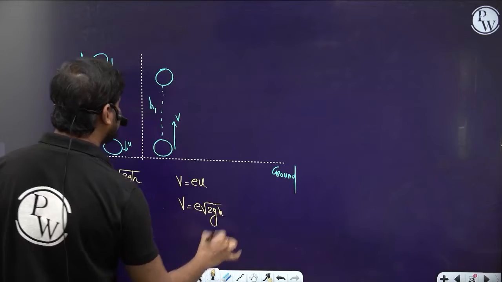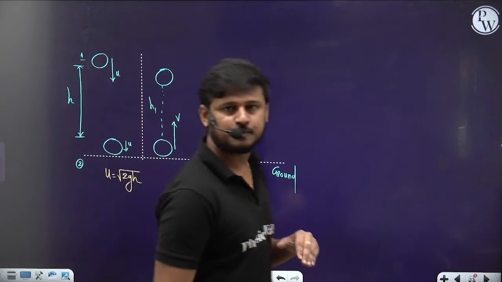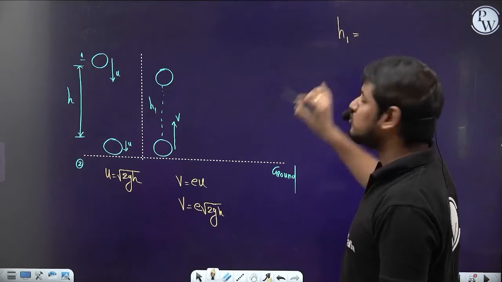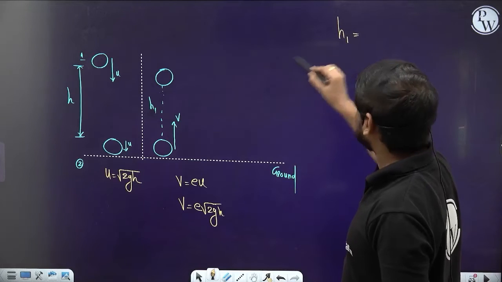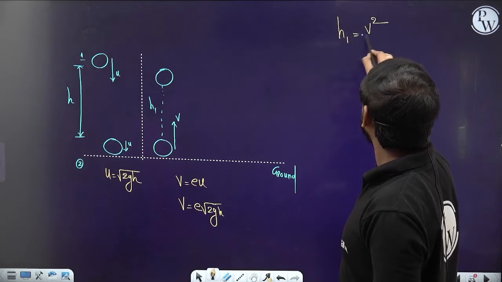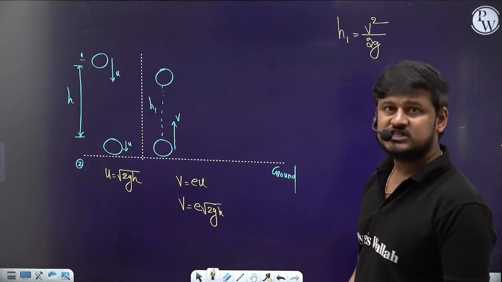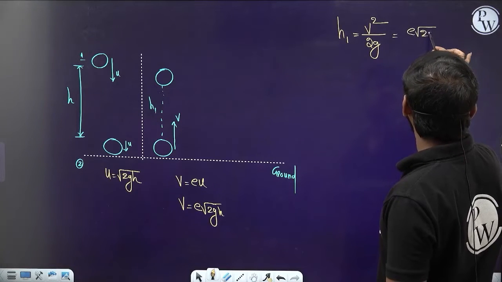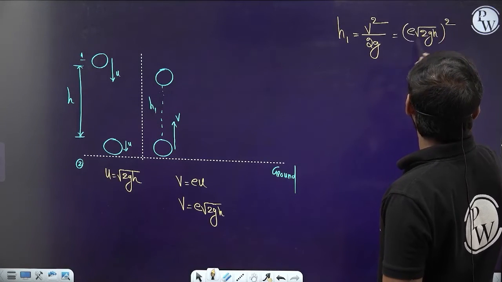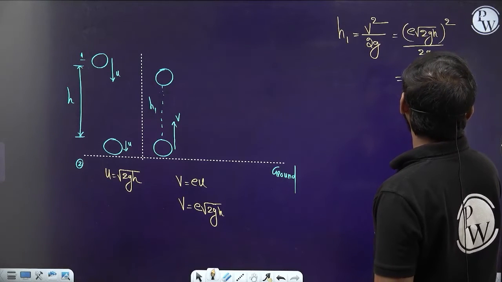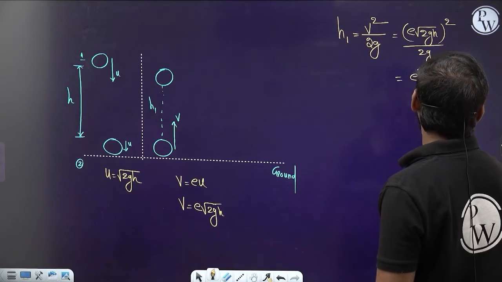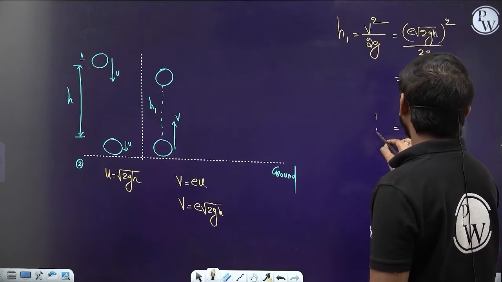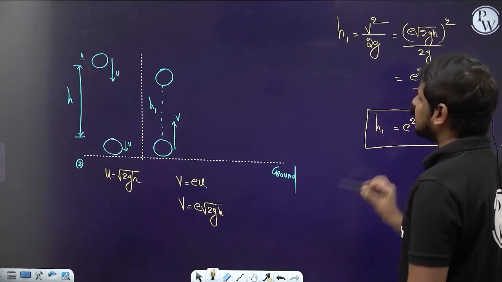√2gh. So now my question is, to what height does it rebound? It rebounds to a height of h1. So what is h1? h1 is the rebounding height, which is v square by 2g. This formula we already know. So what is v? V is E into √2gh, whole square by 2g. From here I can write E square into 2gh by 2g. So 2g cancels, and this is E square into 2h. So this is the height h1 to which it rebounds.